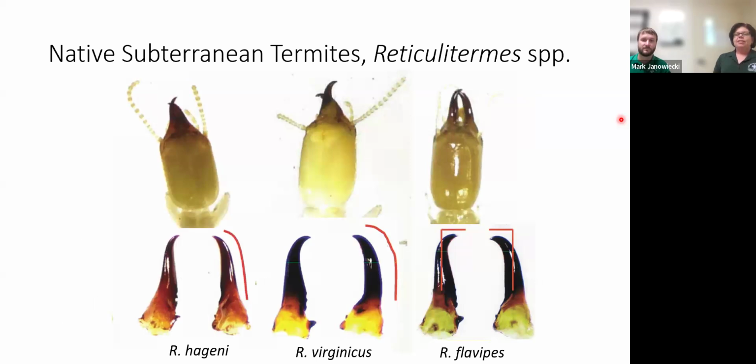Okay, so morphologically, when talking about morphology, we always want to talk about soldiers and alates, right? Because all the workers kind of look alike anyway. So with our native subterranean termites, here we have the mandible structure of our Hagani, Virginicus, and Flavipes. And you can see in these pictures that the curvature of these mandibles is slightly different for each species. But the main thing here is that they are all considered subterranean termites.